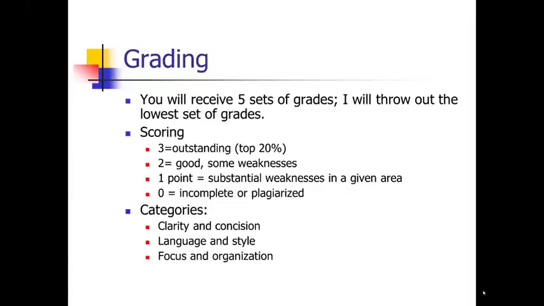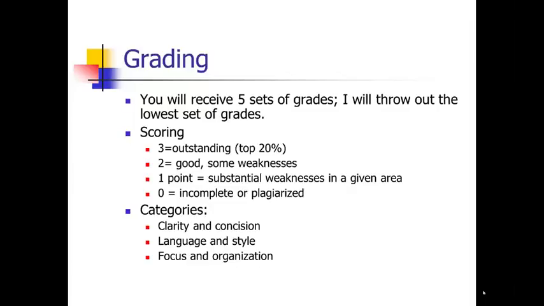I'm going to go ahead and just throw out the peer reviewer who graded you the lowest. That will allow for any problems with the peer review process where people aren't taking it seriously. Hopefully everybody will take it seriously, but just in case, I will throw out the lowest set of grades. So your top 4 sets of grades will be averaged.